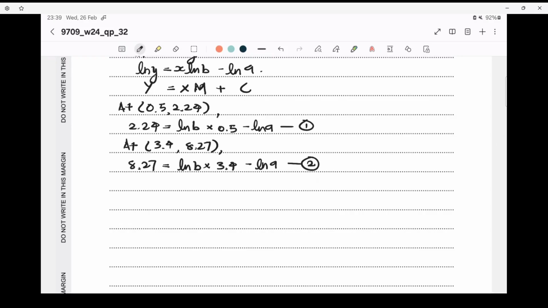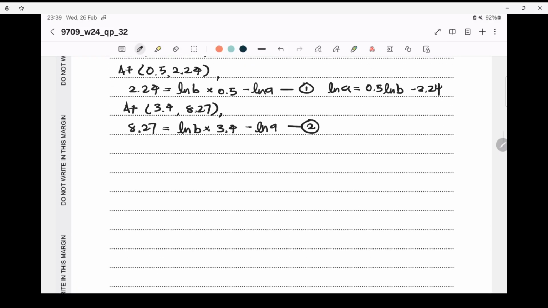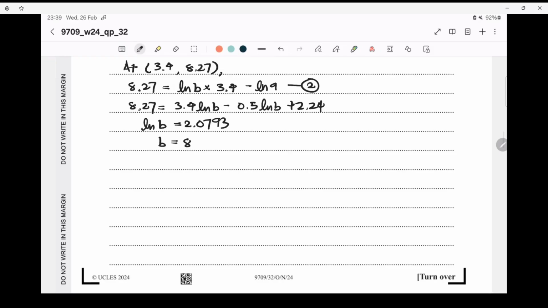For my workings, I did the substitution method, whereby over here ln a will be equal to 0.5 ln b minus 2.24. Then I substitute into equation 2. So 8.27 equals 3.4 ln b minus 0.5 ln b plus 2.24. If you simplify everything, ln b is 2.0793 and b is approximately equal to 8. You only need one significant figure, so it's 8.